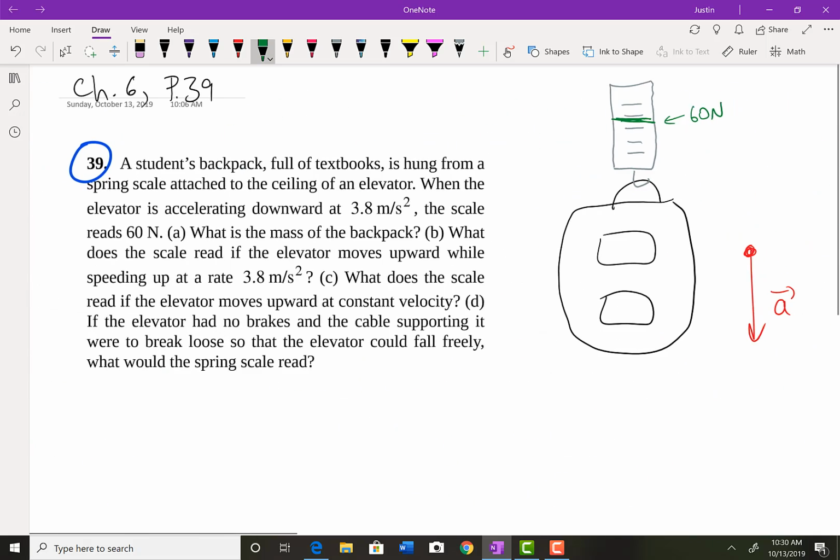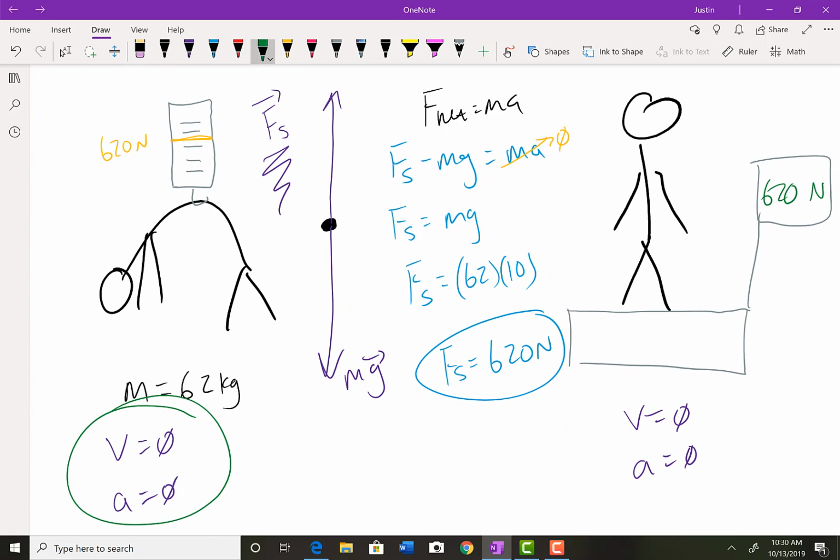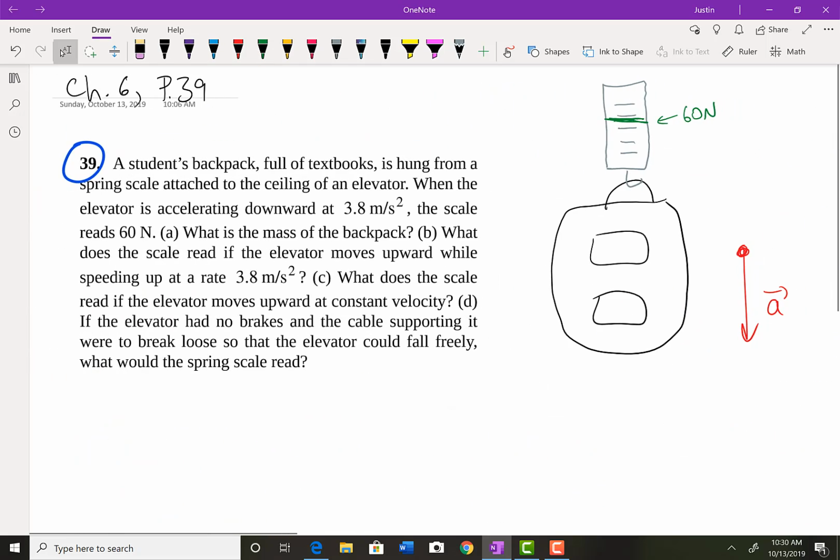And let's go now over here. The big question here is, given these initial conditions, that the initial velocity is 0 and the acceleration is 0, what would happen if I actually have an acceleration, and in this case, there's a downward acceleration of 3.8 meters per second squared? How do things change?